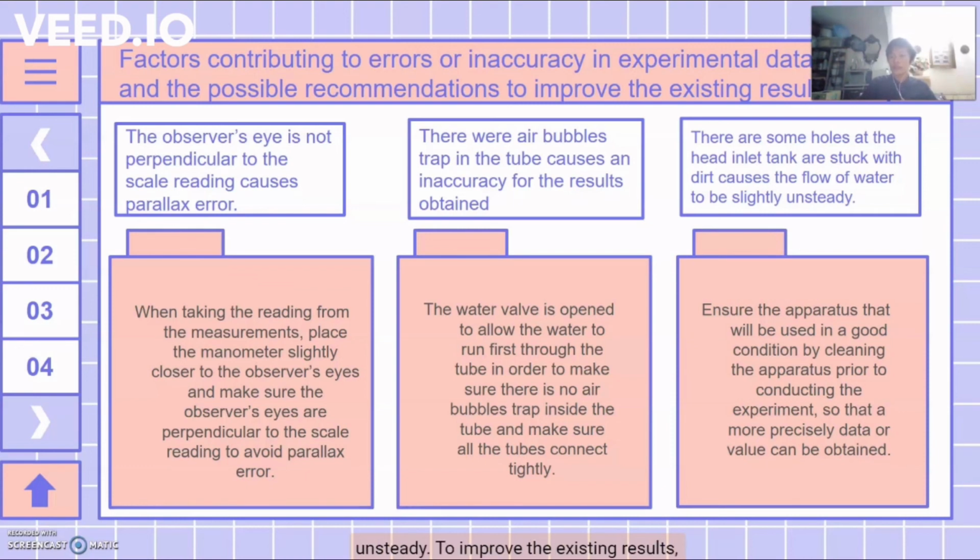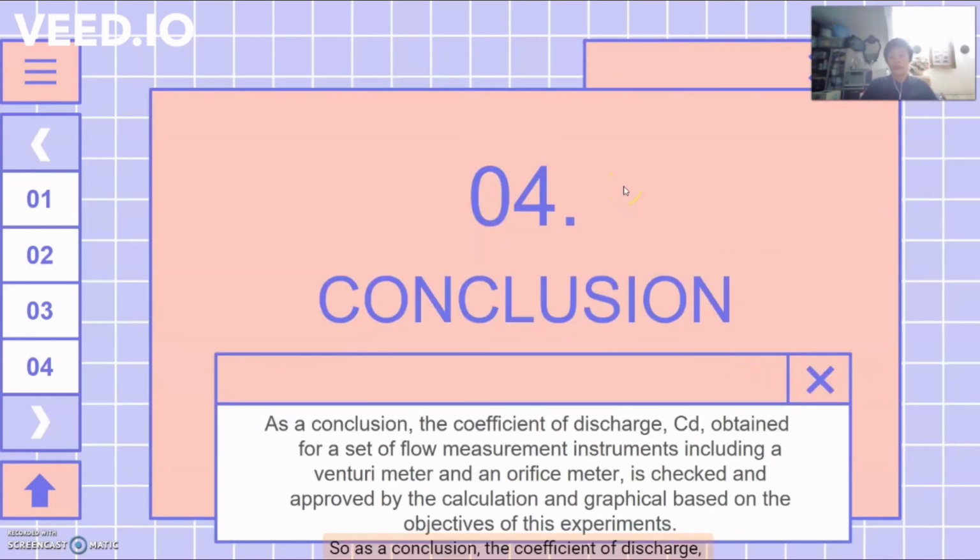To improve the existing results, ensure the apparatus is in good condition by cleaning it prior to conducting the experiment, so that more precise data can be obtained. So, as a conclusion, the coefficient of discharge, CD, obtained for a set of flow measurement instruments, including a ventimeter and an orifice meter, is checked and approved by calculation and graphs based on the objectives of this experiment. That's all from us, from Group 6.